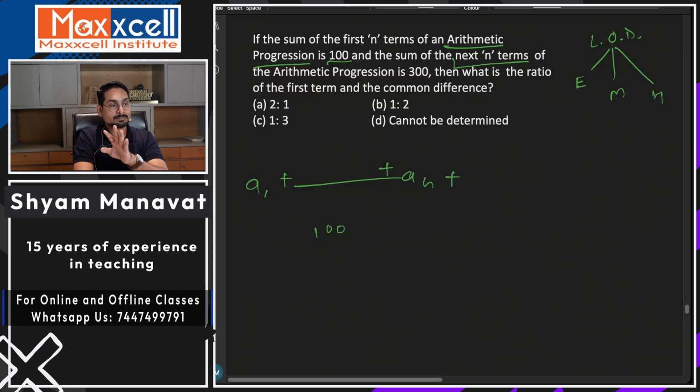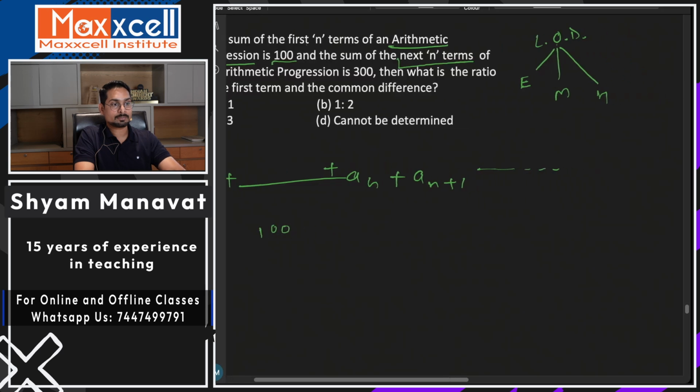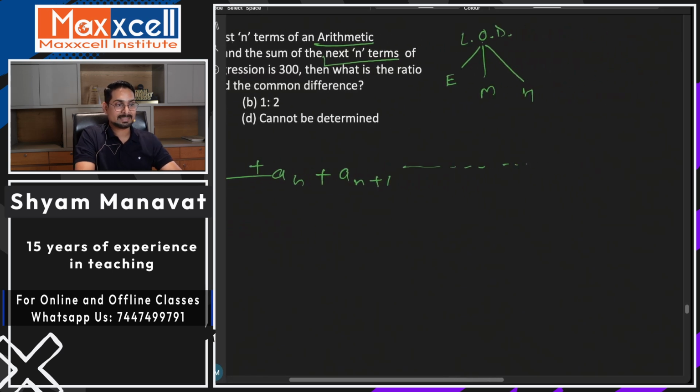So next first term क्या होगा? a n plus 1, that is the next first term. Now next n term matlab you go till what? You go till next n term. That means a n plus n. This should be clear to you. This is next n term.